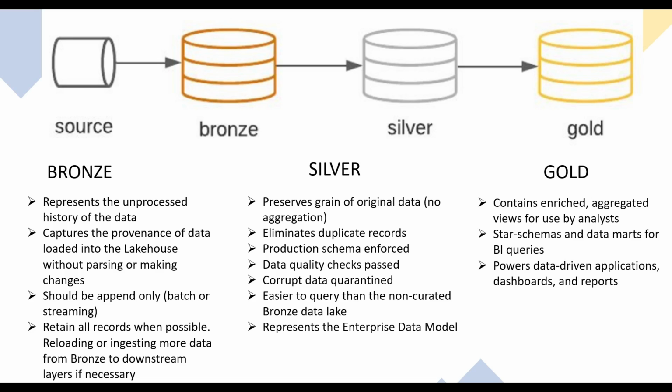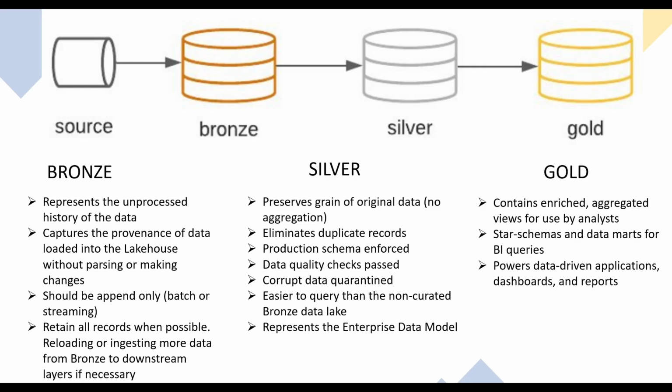Here we are again, we have the bronze layer that represents the unprocessed history of the data. Essentially, we capture the provenance of the data that is being loaded into the lakehouse. We don't parse the data, we don't make any changes. Essentially, we dump the data in the bronze layer as it comes. It's append only, so whether it's batch or streaming, it doesn't matter. We just append the data and we try to keep as many records as possible, because if something happens downstream, then we can come back to the bronze layer, get the data, etc.